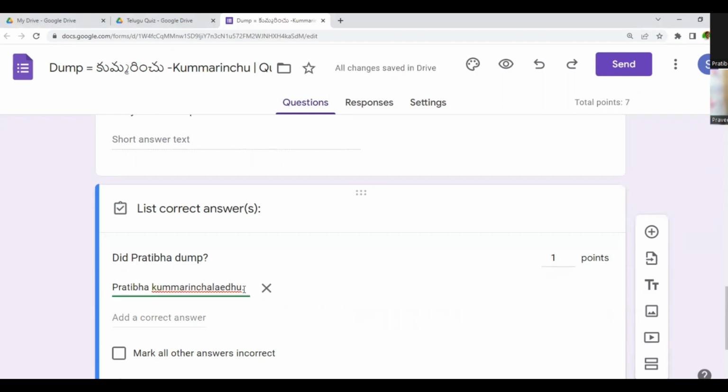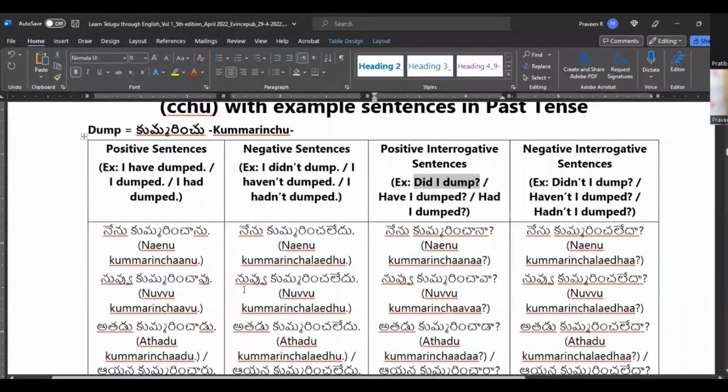No. Let me show you in the book, because this is just introduction only. Since you did not study before, it is common to make mistakes. Let's study one more time. See, this is a positive interrogative sentence. We need to make this type of sentence based on a positive sentence.